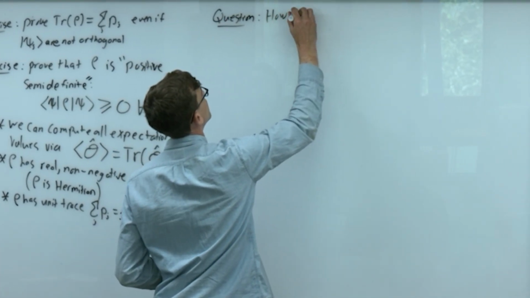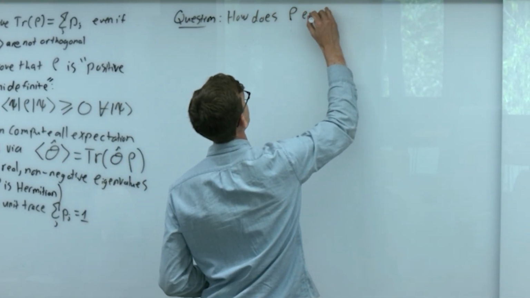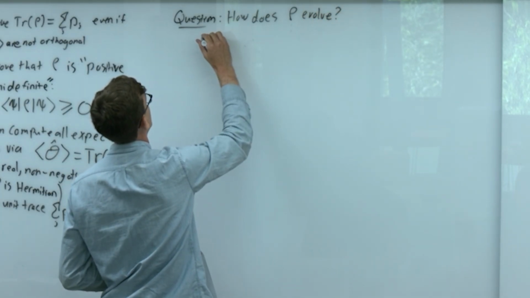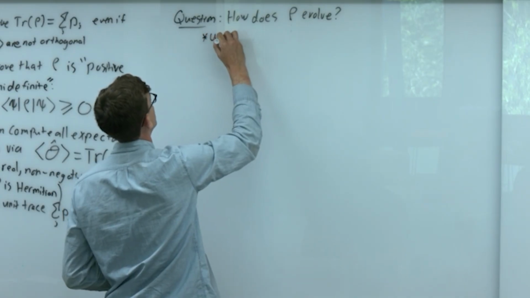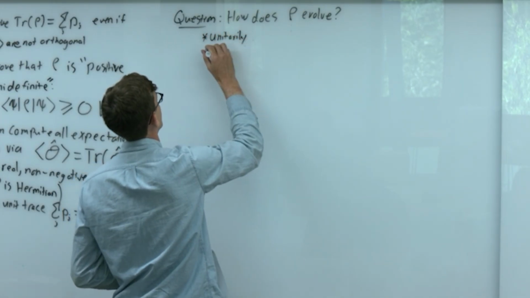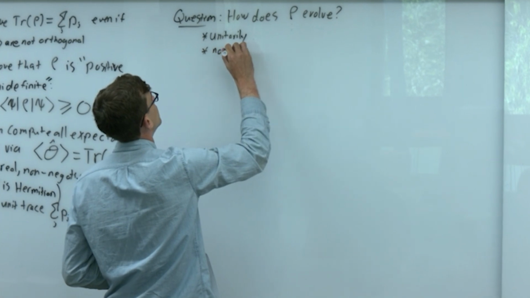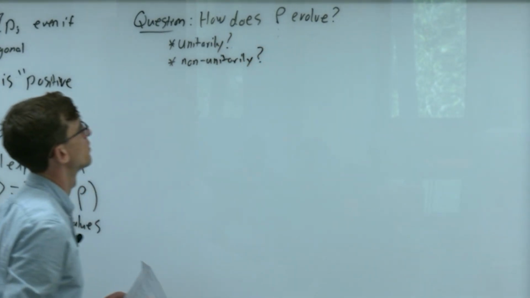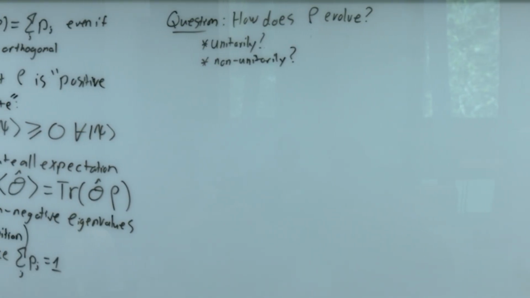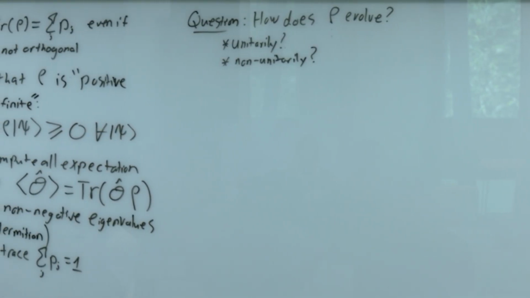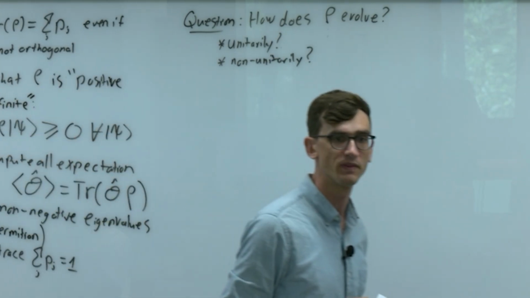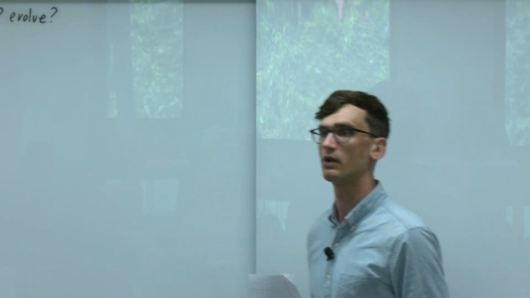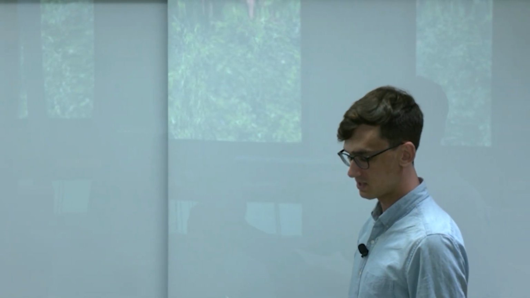Great. Cool. Okay, so a natural question to ask is how does rho evolve? And we'll ask this question both unitarily and also non-unitarily. So the question is, how does rho evolve if I only have normal Hamiltonian dynamics? I don't have any coupling to any sort of weird environment that I'm losing information to. But then also in the context of coupling to a noisy environment, how does my density matrix evolve?